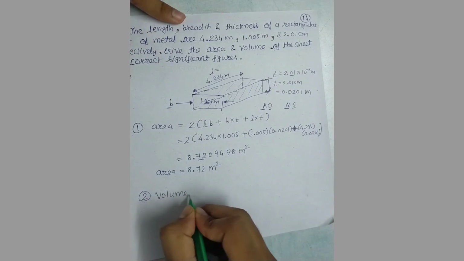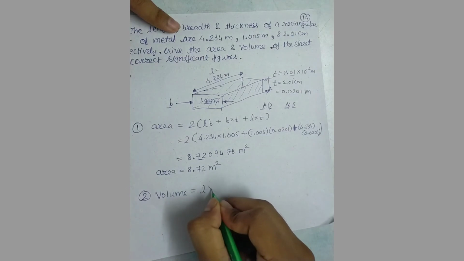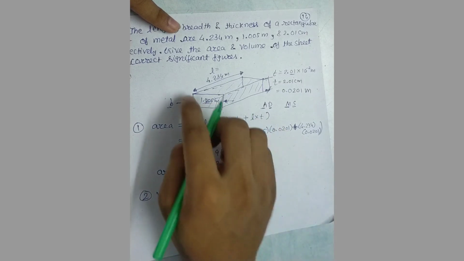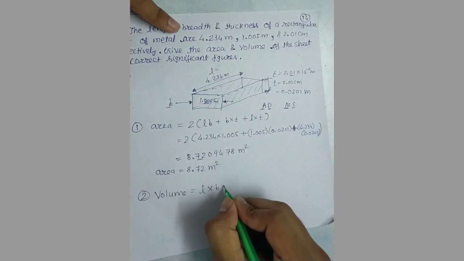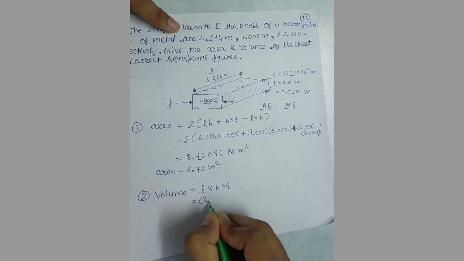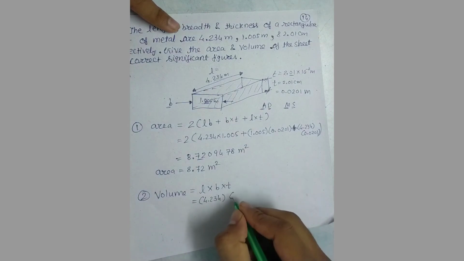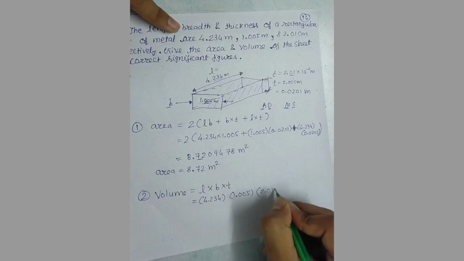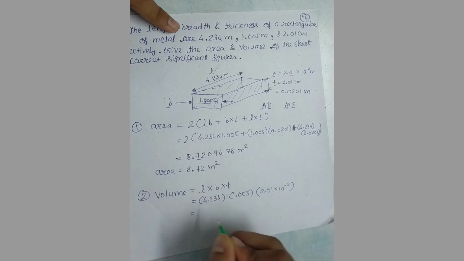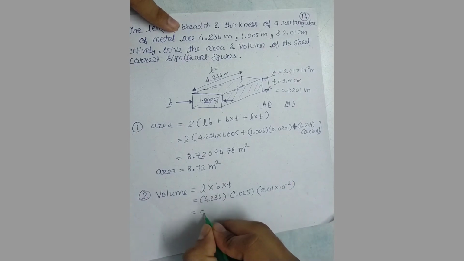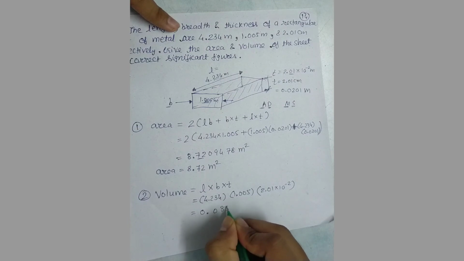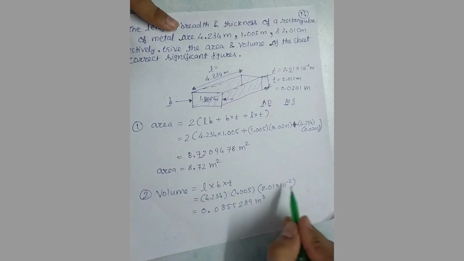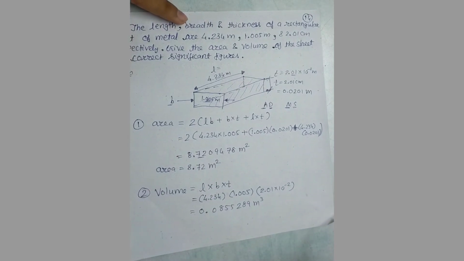After that we have to find the volume of the sheet. The volume of a cuboid is equal to length multiplied by breadth multiplied by thickness. Sorry, length, breadth and thickness. So substituting the values: 4.234 multiplied by 1.005 multiplied by the thickness 2.01 into 10 raised to minus 2. After solving this, you will get the answer 0.0855289 meter cube. The answer is in meter cube because we have considered all the dimensions in meter.